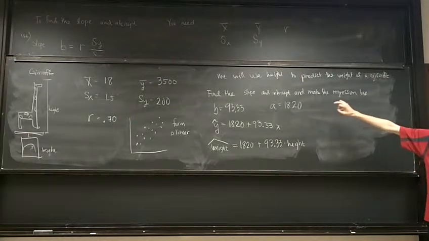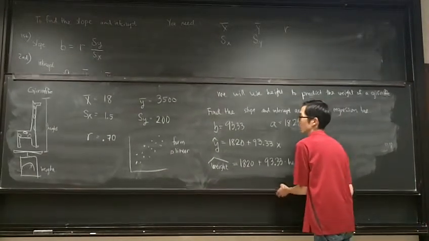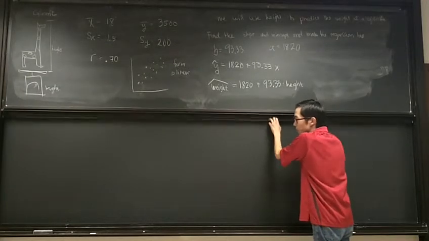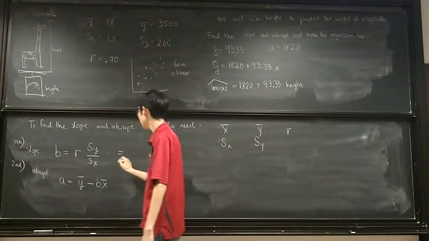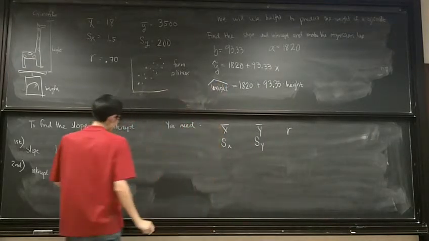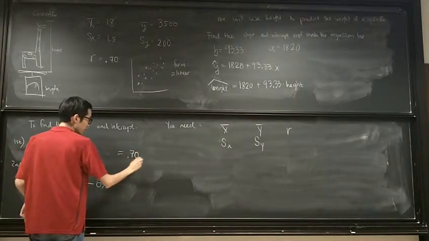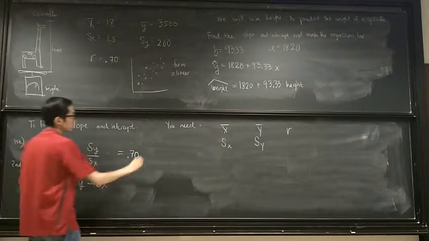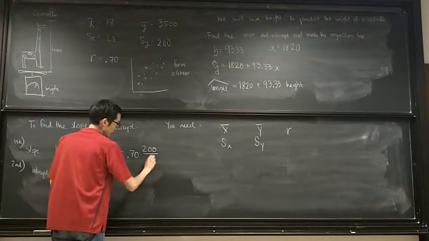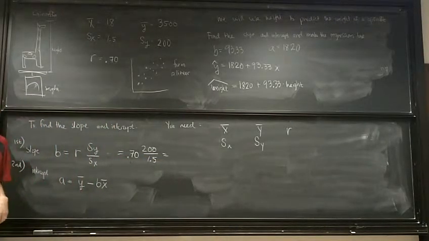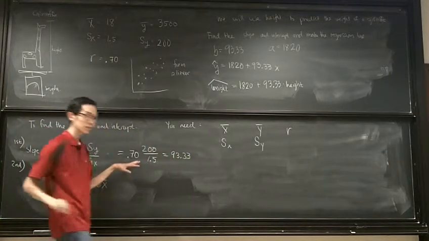Okay, do I need to go over how to get A and B? Yes? Okay. So in your notes, you should have the equations for A and B. So B is R times S sub Y divided by S sub X. So what is R? 0.70. What is S sub Y? 200. What's S sub X? 1.5. Alright? And if you put this into your calculator, you get 93.33.